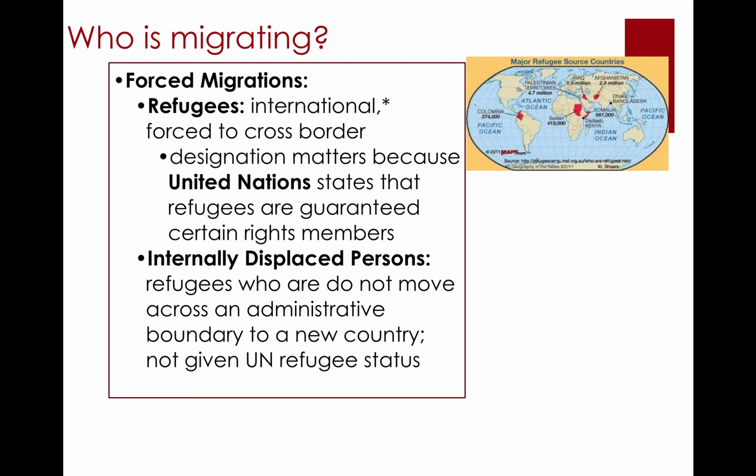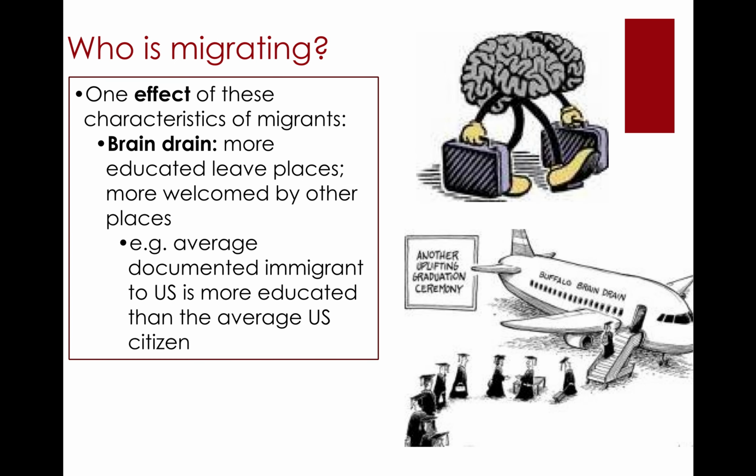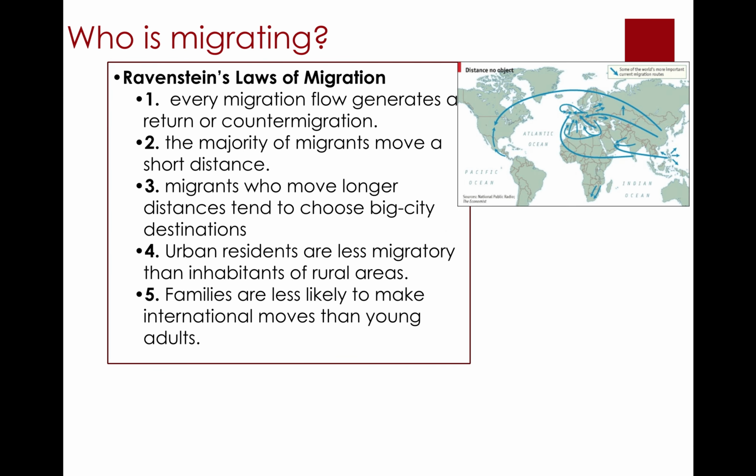That's of tremendous significance in terms of how a country is functioning and how the people are being provided for. So that's something we're going to return to, and we'll look at it in the context of some specific examples. Here are those analysis questions. I just want to explain what I mean by question number 2. Select one of Ravenstein's laws of migration and explain why this characteristic of migrants exists. Return to these laws right here and explain to me why this is the case.